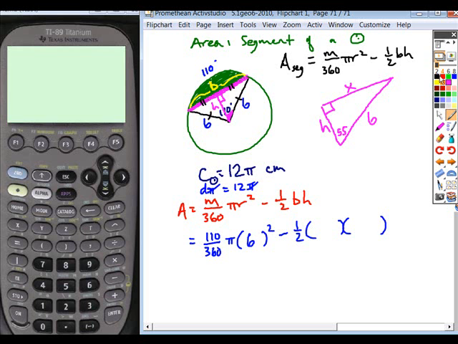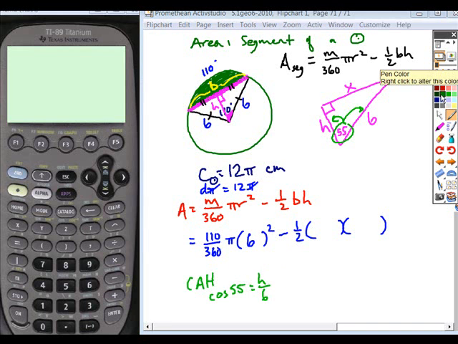Yeah. If we look at the height, we can find it by using this angle measure as a reference. We have the adjacent side, and we have the hypotenuse, so which trig ratio relates adjacent and hypotenuse? Cosine. So we can set up the ratio cosine of 55 is equal to adjacent h over hypotenuse 6. And we can solve this by multiplying both sides by 6. So here's our height. We can substitute in 6 times the cosine of 55.